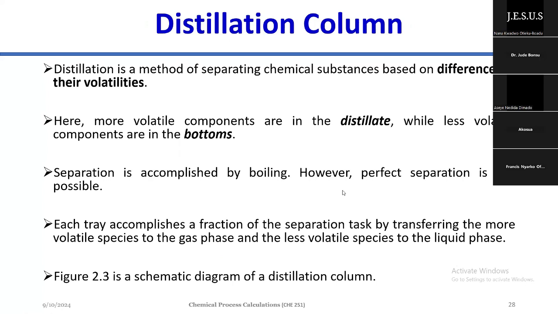And then the distillation column. That one operates based on the difference in volatility. When you talk about volatility, you are just trying to see differences in their boiling points, the rate at which, let's say, a liquid converts into a vapor phase.